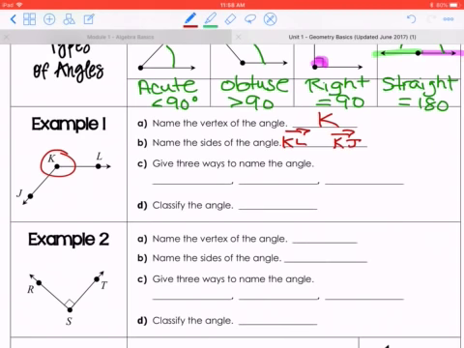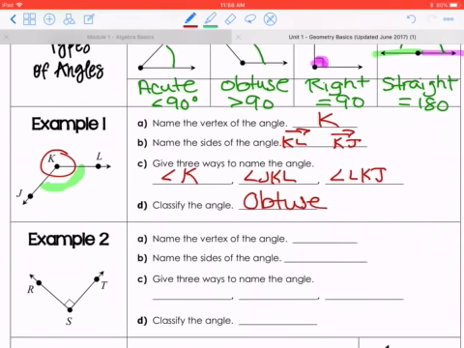3 ways to name the angle. You could just use the vertex since there's only one angle in the picture, so we could call it angle K. The next one, you could call it angle JKL, or you could call this angle LKJ. Those are the three ways to name this angle in example 1. If we were to classify this angle, remember from side to side, that is going to be greater than 90 degrees, and so this would be an obtuse angle, okay?